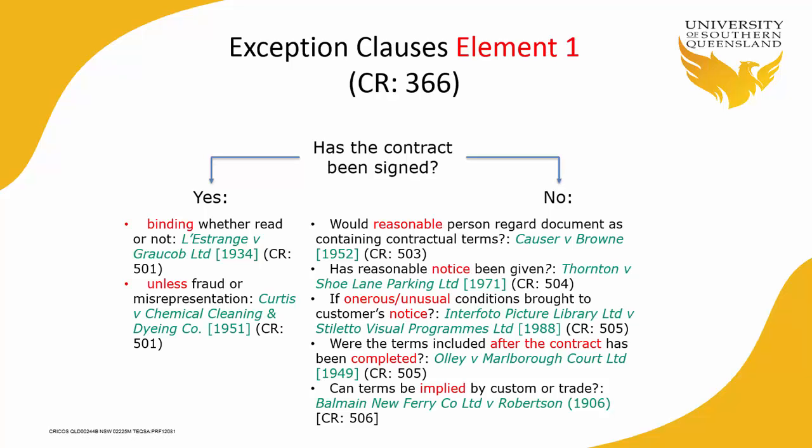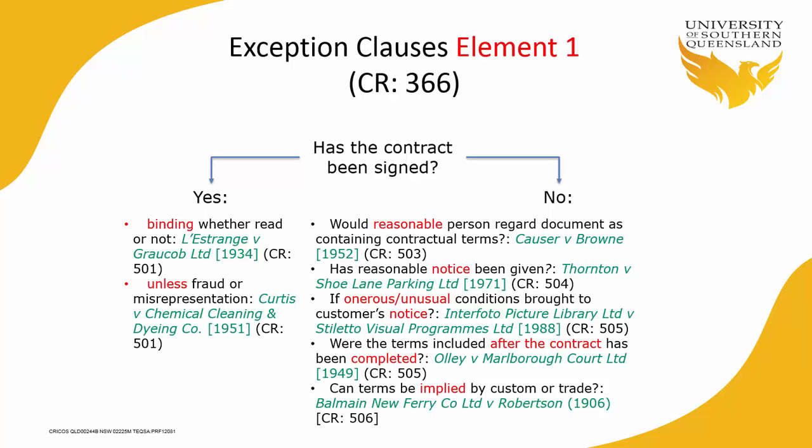So the first element is incorporation. And the question there is, has the contract been signed? Do we have a signed contract or not? If yes, then the exclusion clause or exception clause will be binding whether this clause is read or not, unless of course there's fraud or misrepresentation, and you have the cases there to explain those points. However, if the contract has not been signed, then we have to ask ourselves the objective test of would a reasonable person regard documents as containing contractual terms. So the person looking at the documents, would they believe that there are contractual terms in these documents? Has reasonable notice been given of such terms?